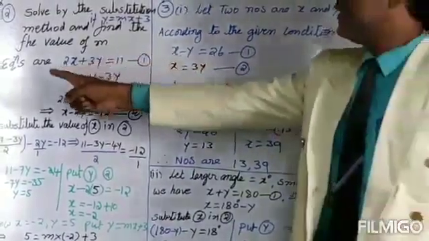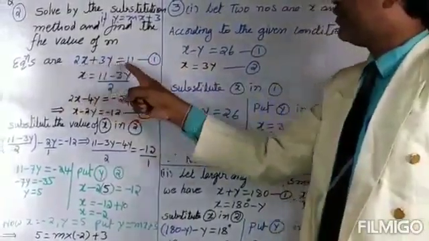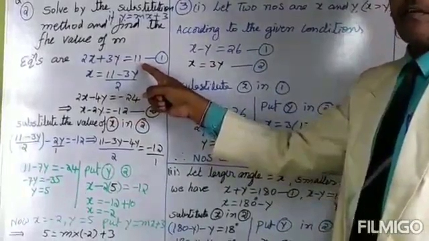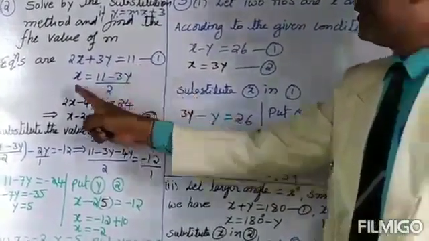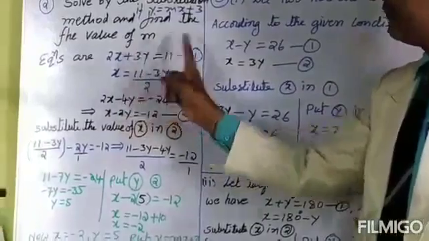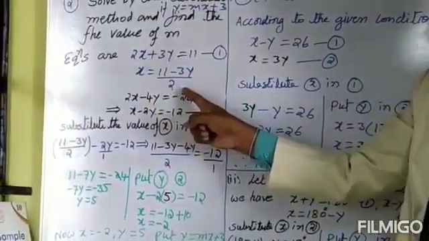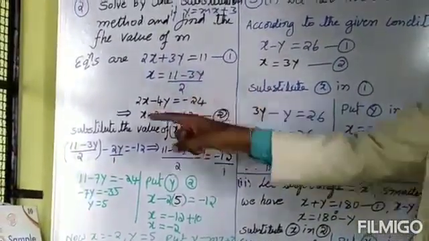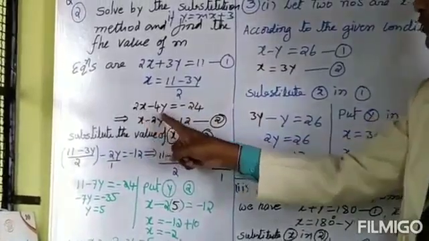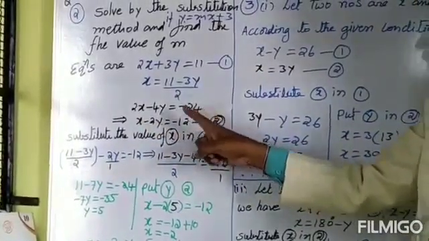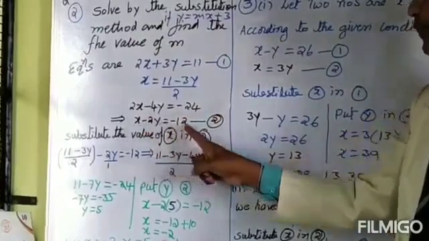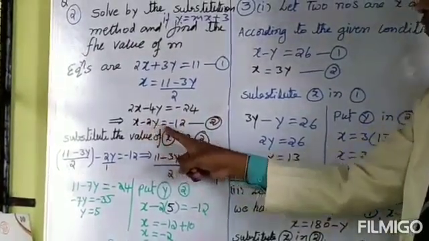So see, take equation number 1, 2x plus 3y equal to 11. We need to find the value of x from equation number 1. That is x equal to 11 minus 3y upon 2. This is equation number 1. And equation number 2 is given: 2x minus 4y equal to minus 24. Taking out common 2, you will get the equation x minus 2y equal to minus 12.